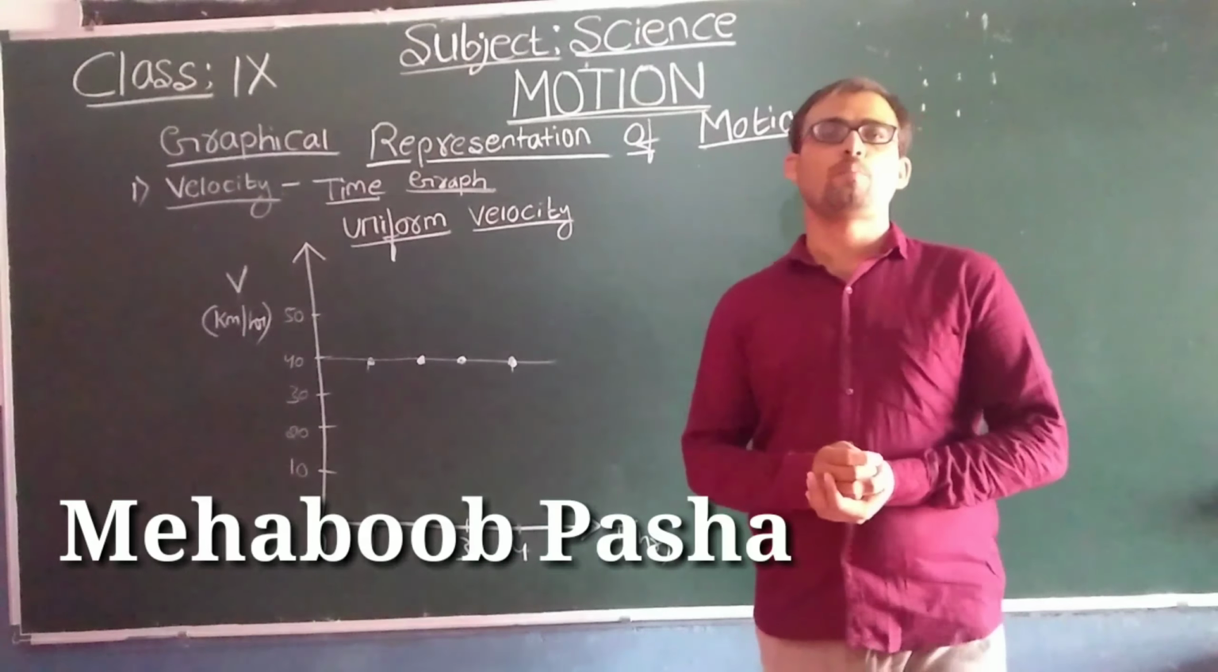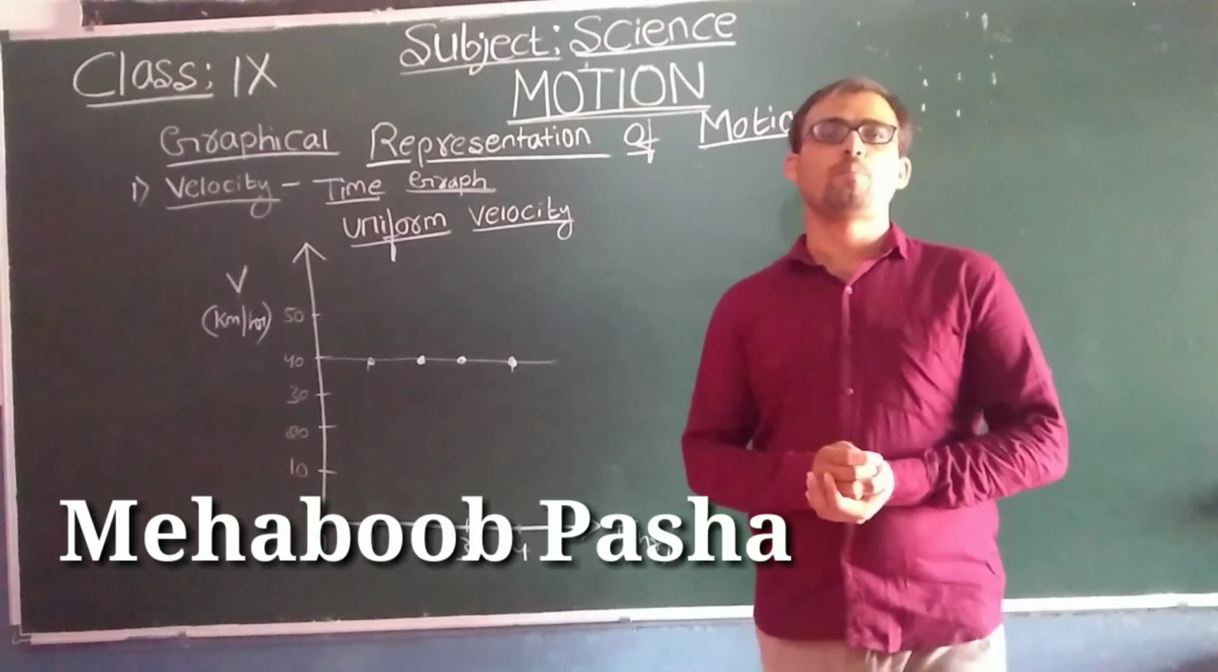In this section we will discuss the velocity time graph. In the last class we discussed the distance time graph. Look here, students. What does this graph represent? This graph represents the uniform velocity of an object. The object moving with uniform velocity is represented by this graph.